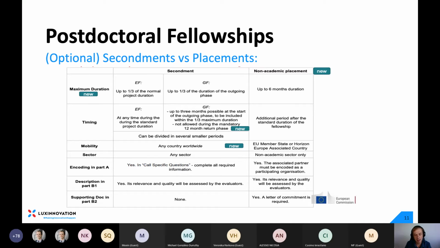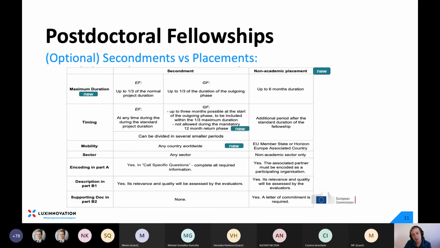Now, what's new is it can be in any country around the world, so that's great. It can be in any sector. Ideally, the Commission always wants cross-sectoral placements, secondments, because if you're in academia, it makes a lot of sense to go to a company. If you're at a company, it makes a lot of sense to go to an academic partner, but there's no obligation. It's just the idea is you get more experience this way. It's a plus in your proposal. You don't have to do these secondments, but as I said, again, it is a plus. So if it makes sense, you don't have to do it just to do it. If it makes sense, it's a plus.